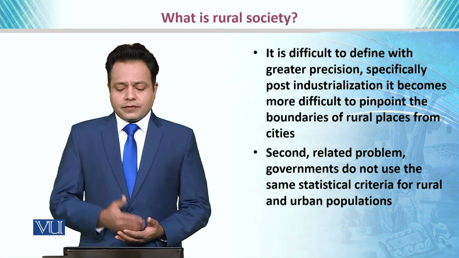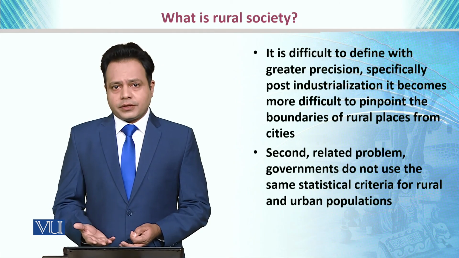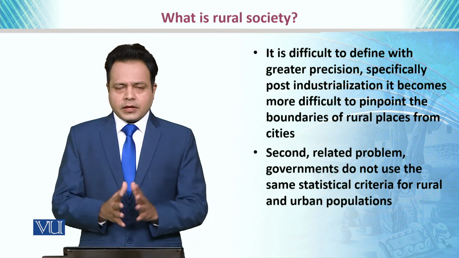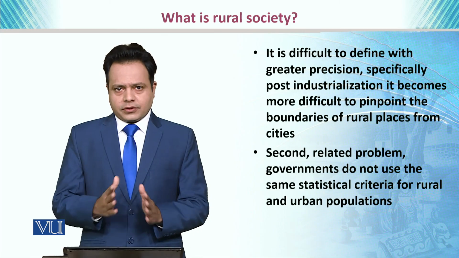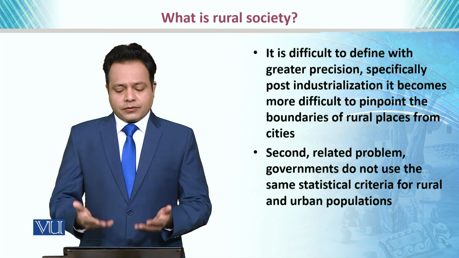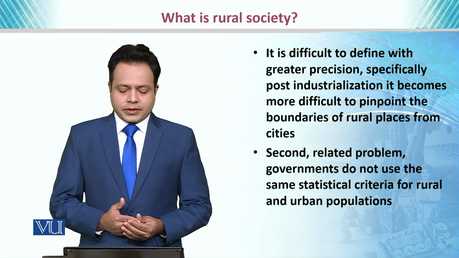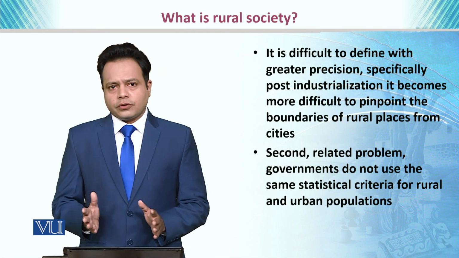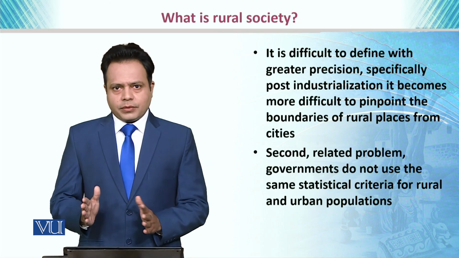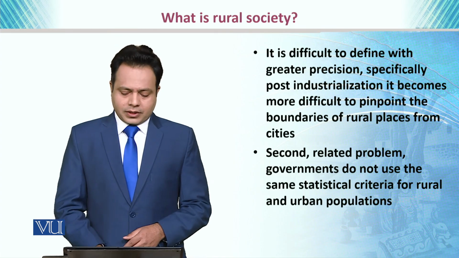So it is difficult to define with the greater precision, specifically in the post-industrialization era, where it becomes more difficult because of the available globalization characteristics in rural societies as well. It becomes difficult to define the rural society. And second related problem is that governments usually do not use the homogeneous criteria or homogeneous statistics based on which a rural society can be distinguished from that of the urban society.